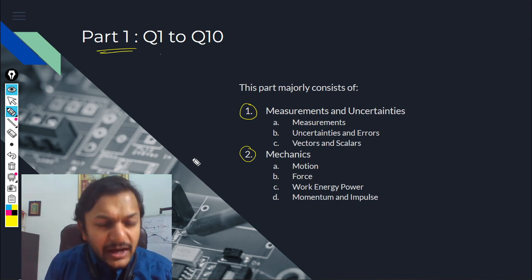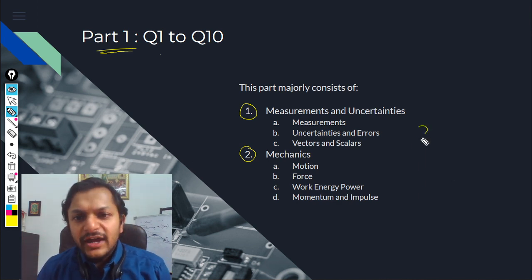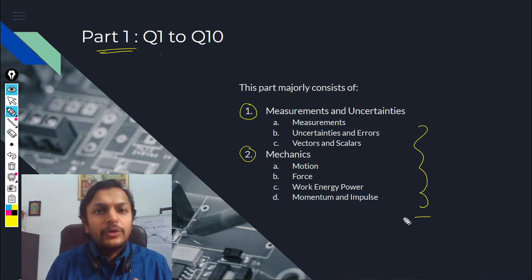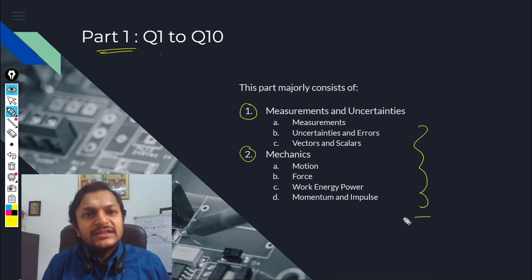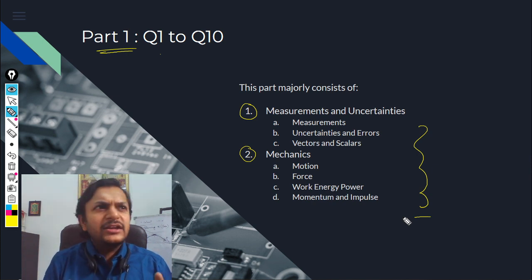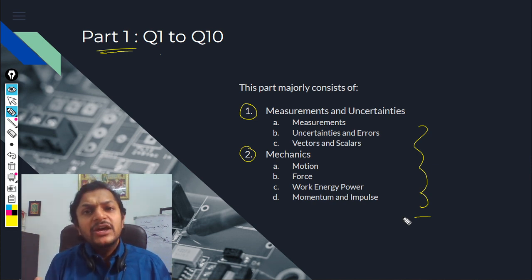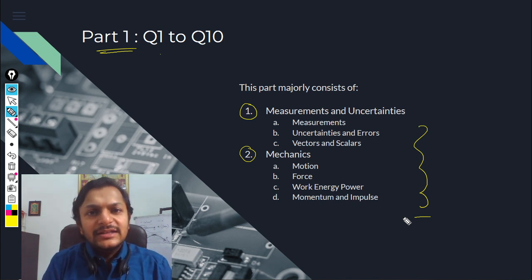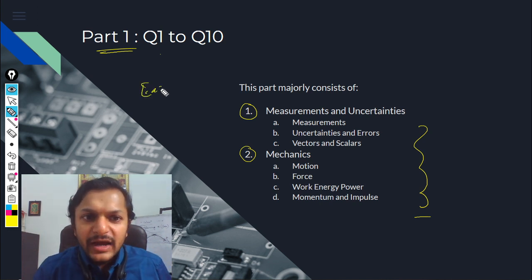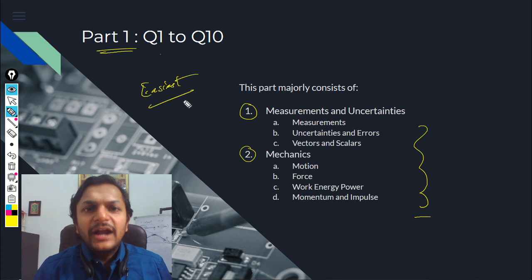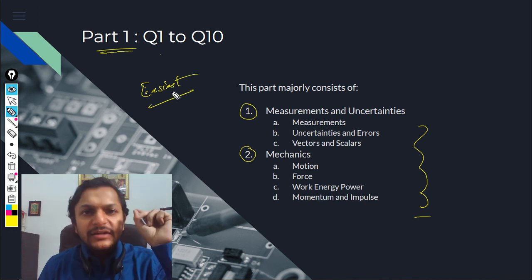If you have time left, you can practice these questions more. The point to be noted is that these are covered in questions 1 to 10 or nearly 11. So this is part number 1, the easiest of all, and you have to start with this part first.